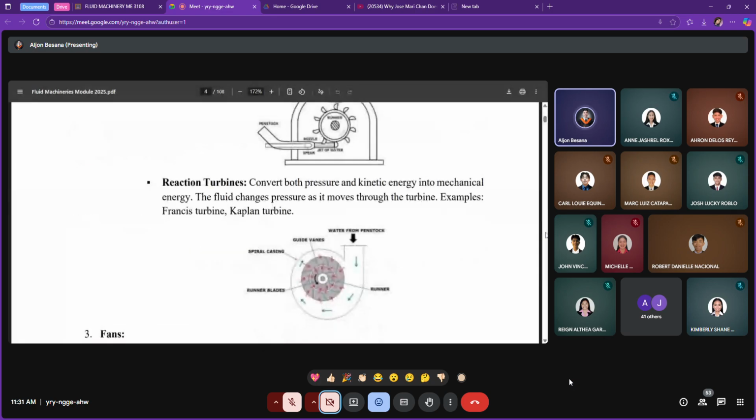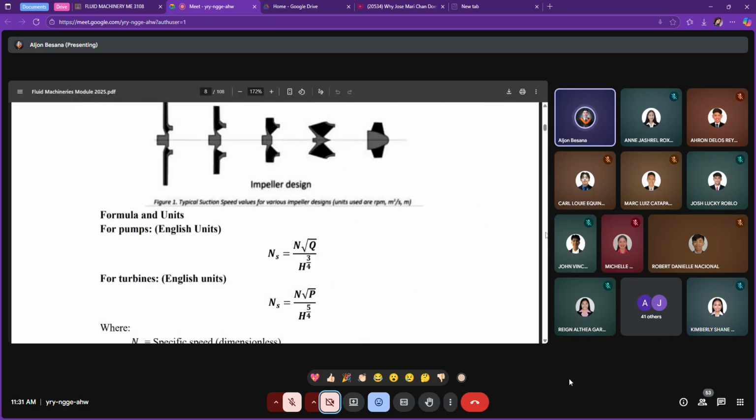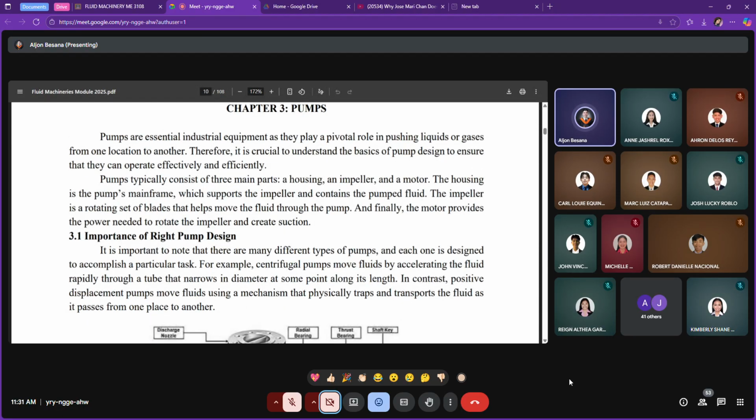...ating specific speed, kung paano natin ginagamit. At ngayon naman, magpo-proceed na tayo sa ating pumps. So when we say pumps, pumps are essential industrial equipment as they play a pivotal role in pushing liquids or gases from one location to another. Therefore, it is crucial to understand the basic pump design to ensure that they can operate effectively and efficiently.